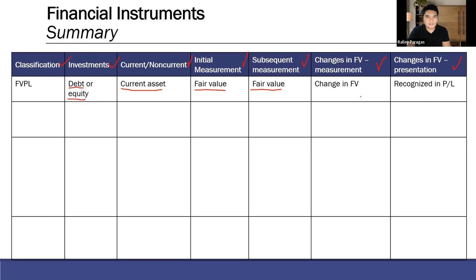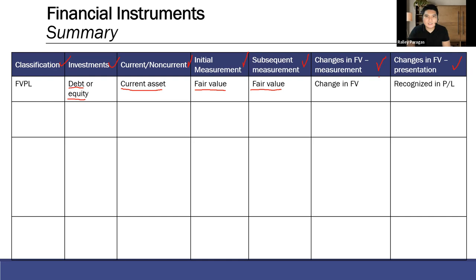So kapag marami kang investments, you can imagine, for example, you have 5 FVPL investments. For one investment, for example, meron kang gain. For another investment, meron kang loss. Kunin mo na lang yung net nun. Yun yung i-journal entry mo. I-post mo sa general ledger mo. Okay? Yun na yung i-recognize mo sa profit or loss. O, di ba?